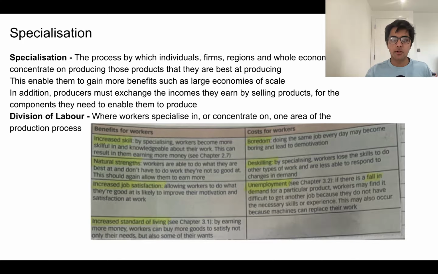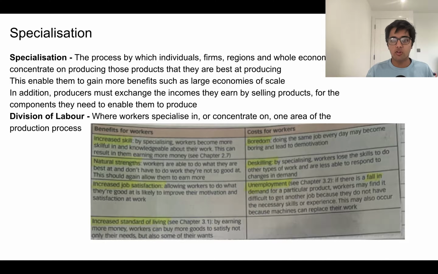Specialization. This is very important as they do ask 6 markers on this quite often. Specialization is a process by which individuals, firms, regions, and whole economies concentrate on producing those goods that they are best at producing. This enables them to gain more benefits such as large economies of scale. So, as you can see below, these are the benefits and costs of specialization for workers, and it is quite easy to get 5 or 6 on a 6 marker about this.